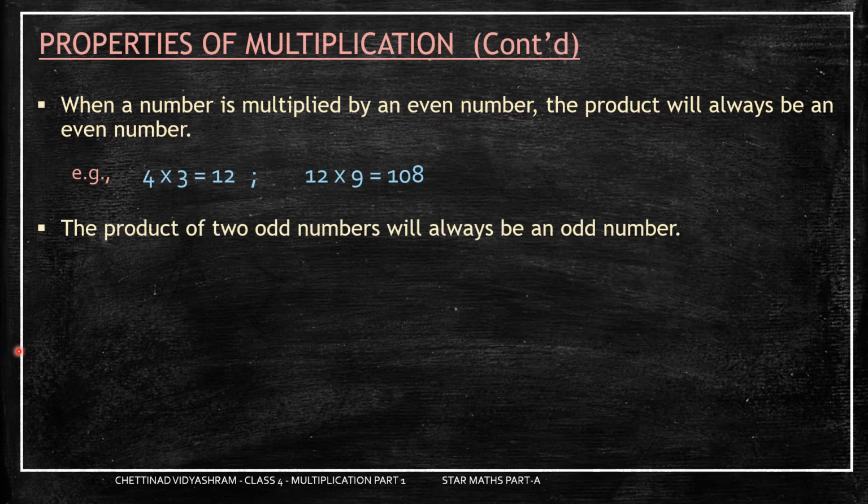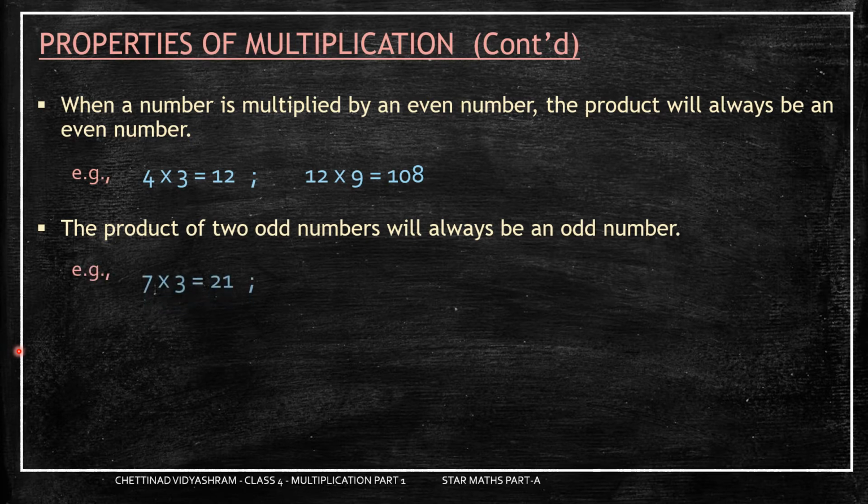The product of two odd numbers will always be an odd number. So we know that when we multiply two even numbers, the answer will surely be an even number. When you multiply an even number with an odd number, in that case also the product will be an even number. This property says when you multiply two odd numbers, their answer will be an odd number. It will always be an odd number.